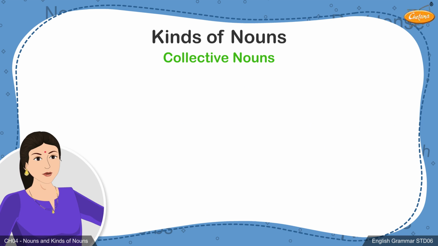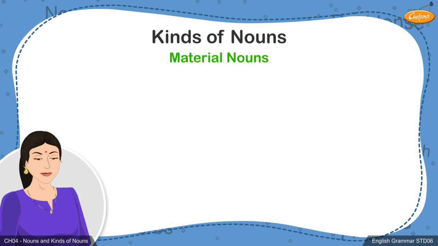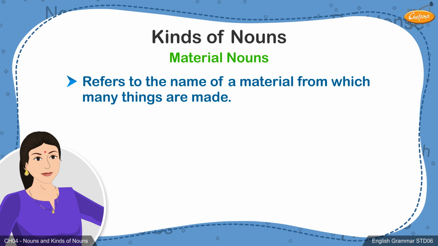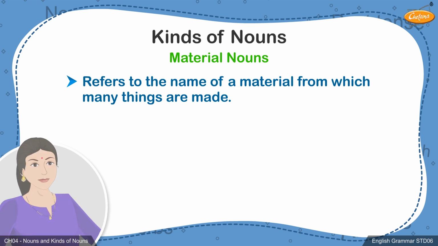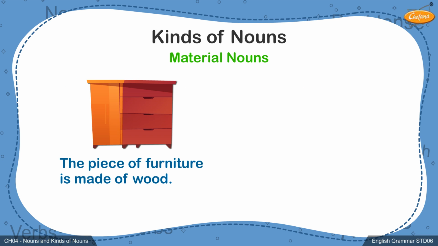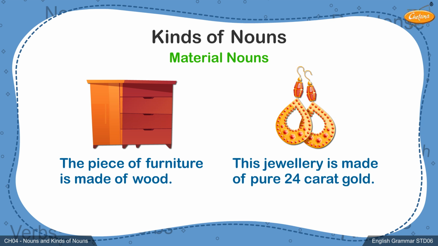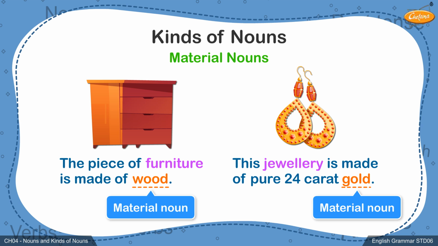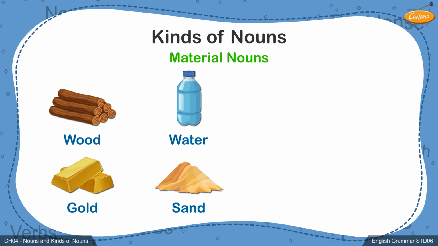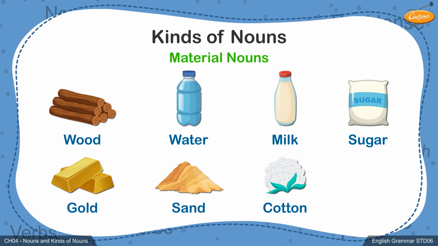Next, let's learn about what material nouns are. A material noun is the name of a material from which many things are made. We often say, the piece of furniture is made of wood. This jewelry is made of pure 24-karat gold. In these sentences, the words wood or gold are the materials with which the furniture or jewelry is made. Thus, these are material nouns. Other examples are wood, water, gold, sand, milk, sugar, cotton, wool, etc.